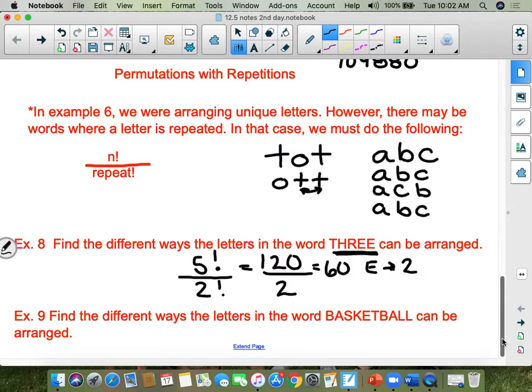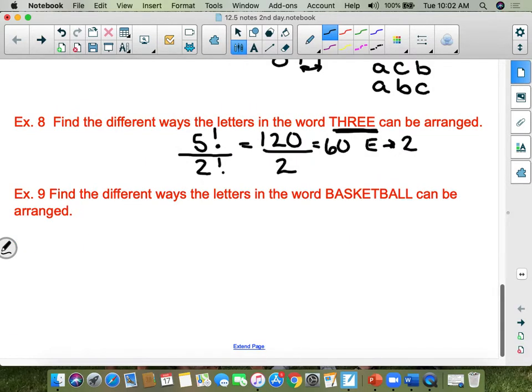Basketball. Find the different ways the letters in the word basketball can be arranged. So you count how many letters. 1, 2, 3, 4, 5, 6, 7, 8, 9, 10 factorial goes on the top. And all the letters that repeat. The A's repeat. The B's repeat. And the L's repeat.